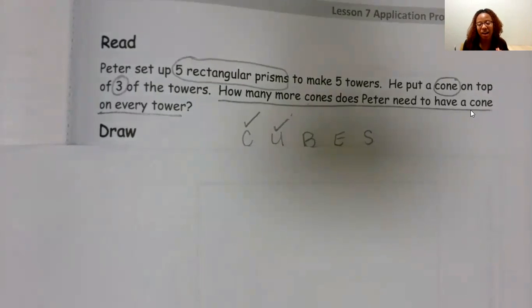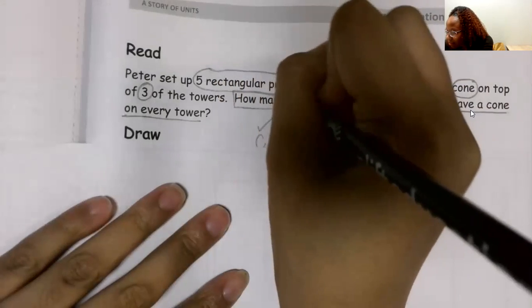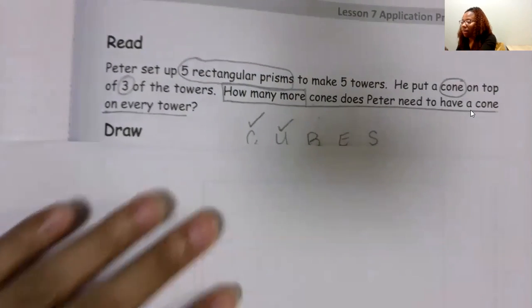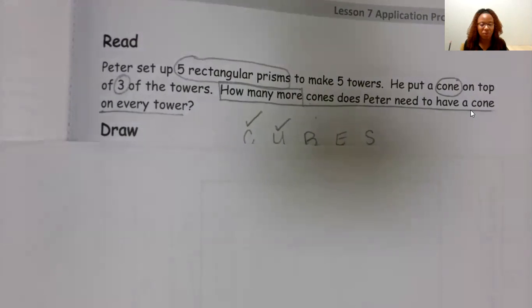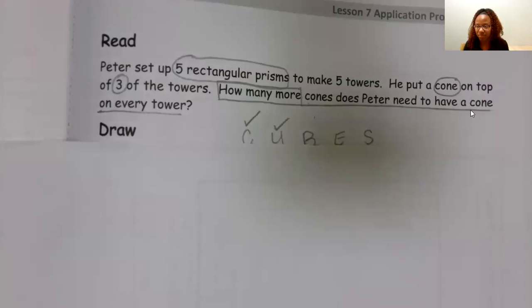If you said how many more, you're correct. So let's go ahead and box that. Now remember, if I see how many more, I automatically know in my head I am comparing. Now I need to know how many more do I need to add. So I'm going to subtract.